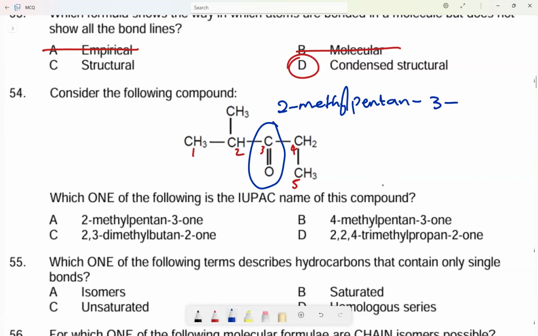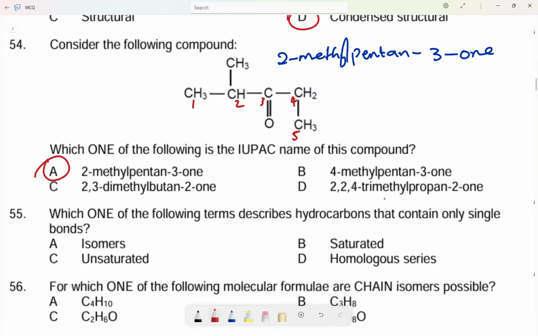It is a ketone. Why? Ketone has a double bond O between the carbons. 3-one. 3-methyl. No, 2-methyl pentan-3-one. 2-methyl pentan-3-one. Very, very here. Number A. The others are incorrect.